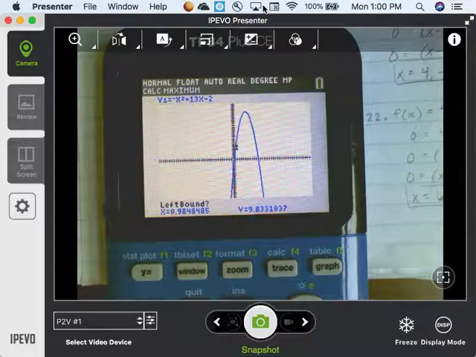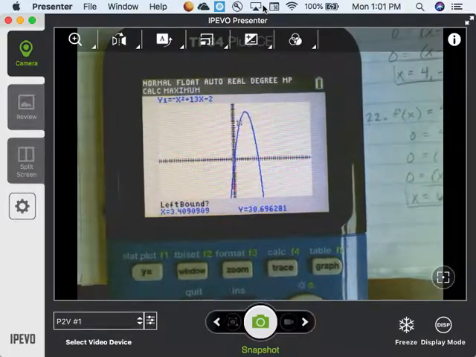So for left bound, it means take your cursor, stay on the left side of the maximum, but get as close to the maximum as you can. So use your right and left arrows and inch yourself closer to the maximum. Once you're on the left side of the maximum, close to the maximum, hit enter.